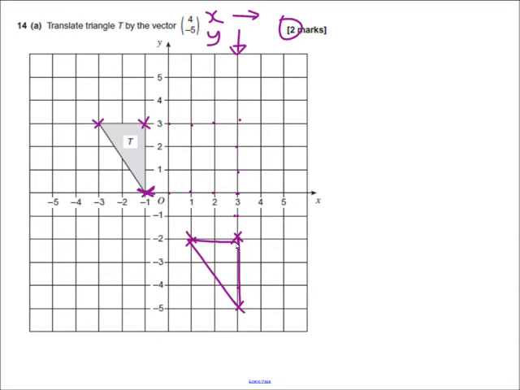Now, not only do you reconstruct the triangle, because they've given it a label T, to show it's the image, you need to label it T dashed to get both the marks. So a mark for translating it and a mark for labeling it T dashed. And that's what you've got to do. Label your diagrams if they've labelled them.